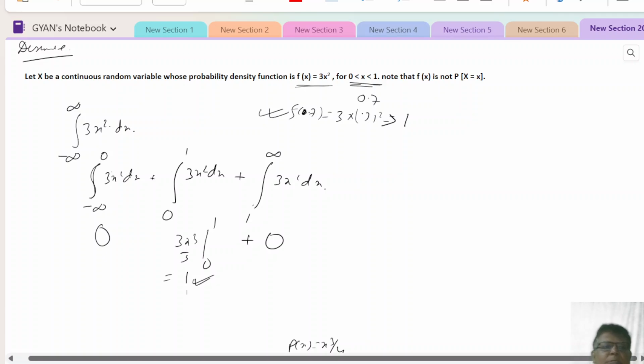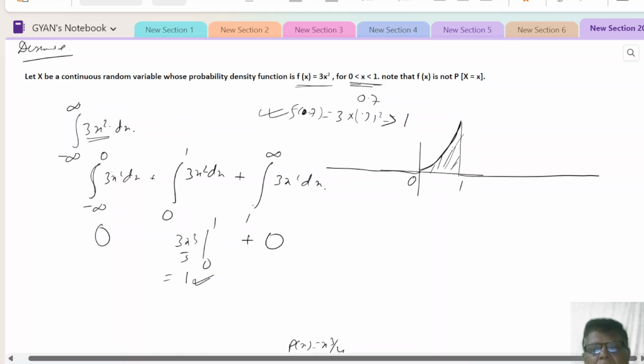So what is the cumulative distribution function? Suppose this is the equation, we can draw a graph like this, and this is 0 and this is 1. So what is PDF? PDF is this line, this graph is PDF. Here also you can draw up to minus infinity. This is PDF, Px, probability distribution function.